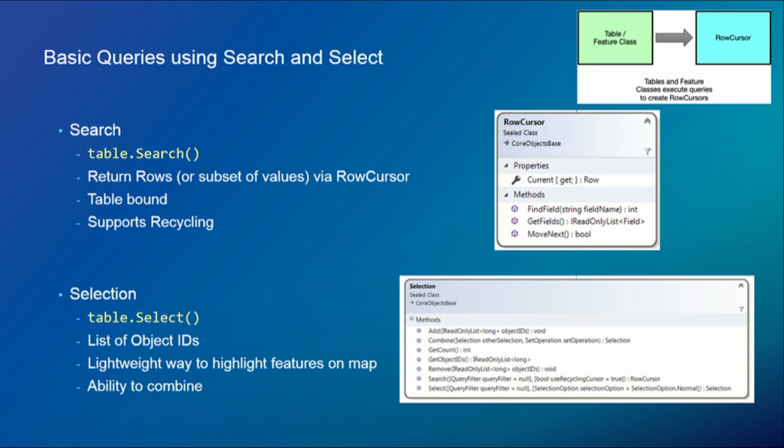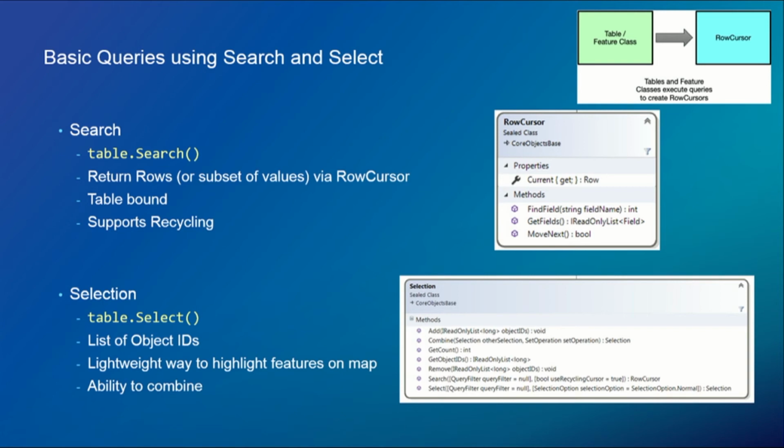Okay, so we're going to talk a little bit about queries. There are lots of different query techniques, and I'm not going to go into full detail about all of them, but the simplest one is search. You have one table, and you want to select some rows. You want to search some rows from that table. What this will do, as we've already talked about with the row cursors, is you get back a row cursor. It can be recycling or not.